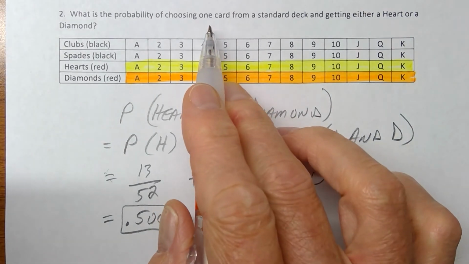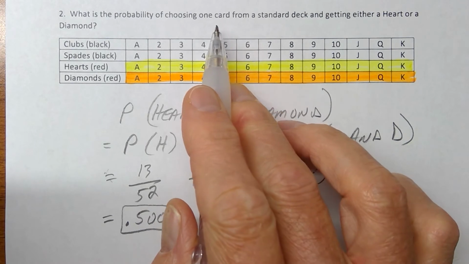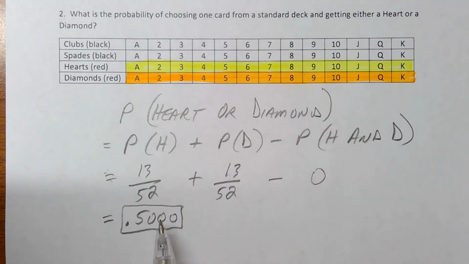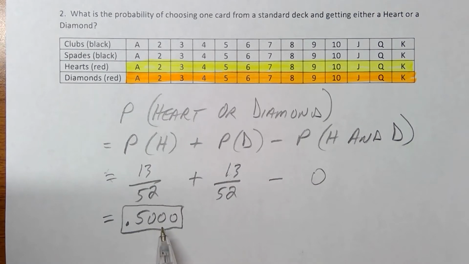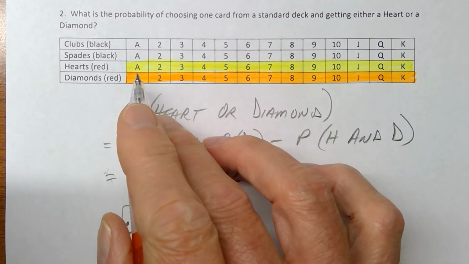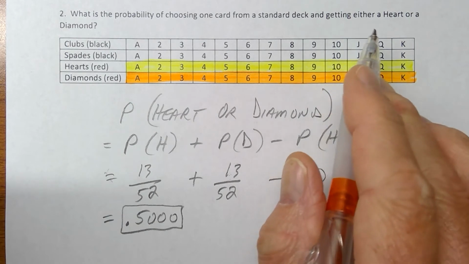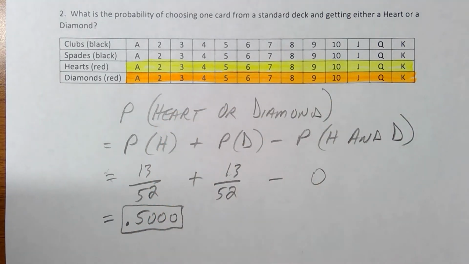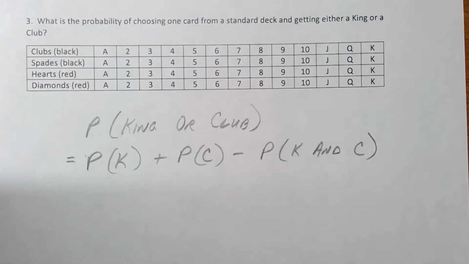So if somebody walks up to you and says, hey, if I let you draw one card and you get either a heart or a diamond, you win a prize, you have a 50% chance of winning that prize. All right? Kind of makes sense because half of the cards are hearts or diamonds. So half is 50%. You have a 50-50 chance of winning.